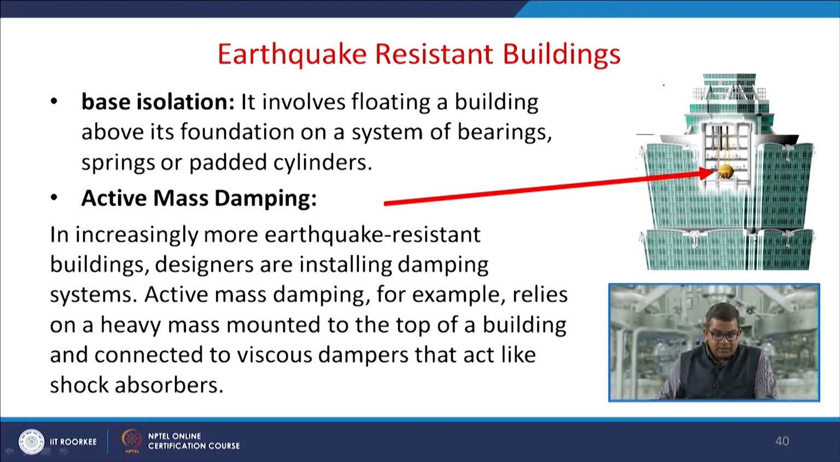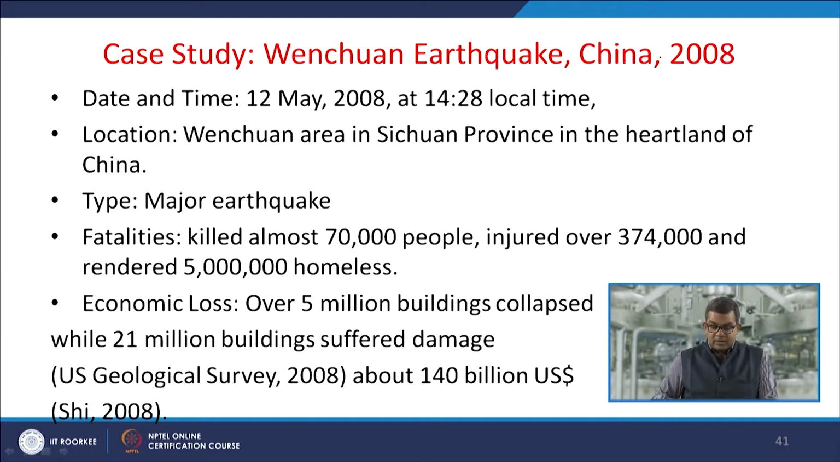Now, in increasingly more earthquake resistant buildings, designers are installing these damping systems, like in high rise buildings, etc. So, these active mass dampers, for example, rely on a heavy mass mounted on the top of the building and connected to viscous dampers that act as shock absorbers, like in this.